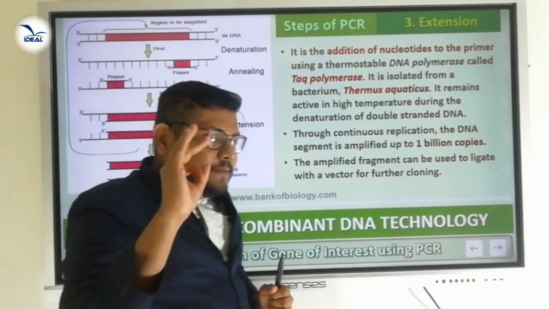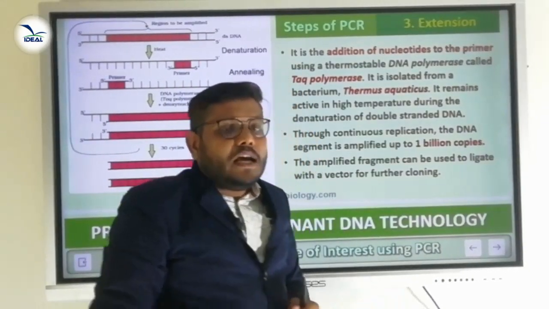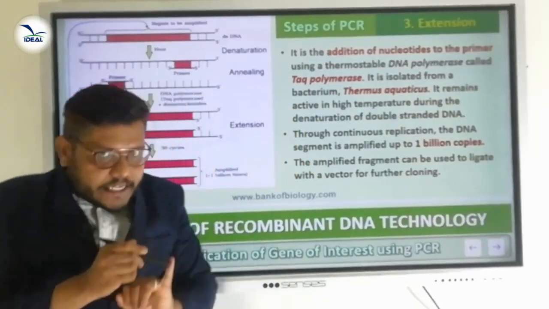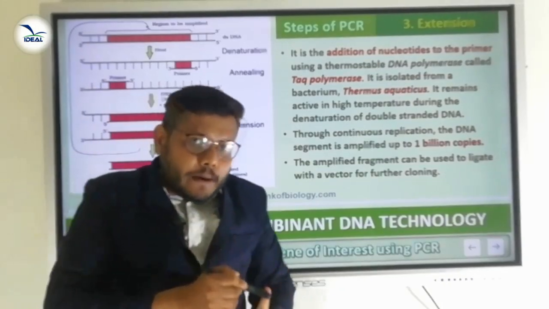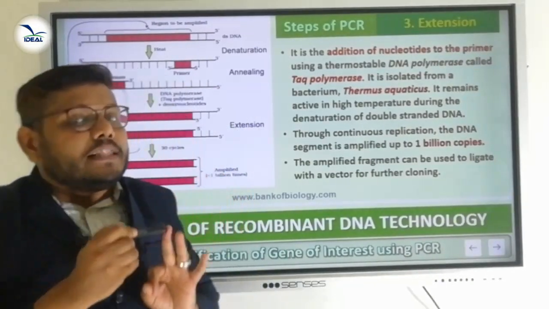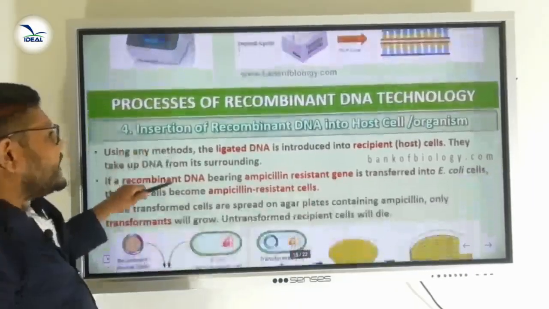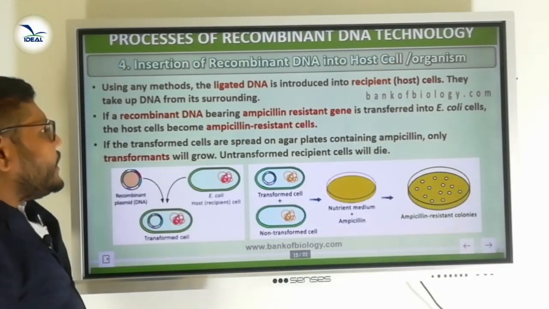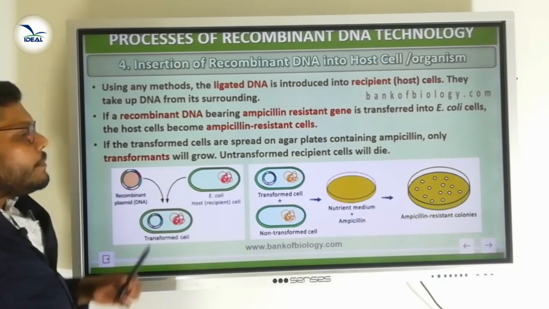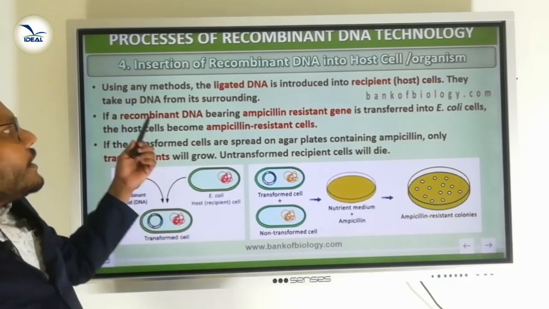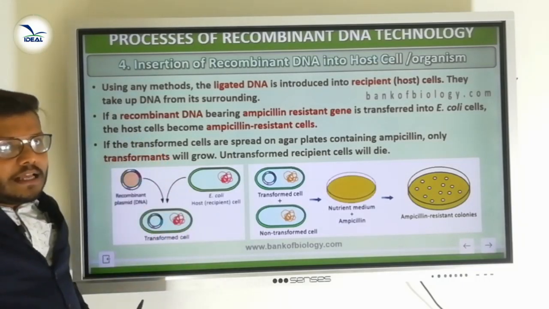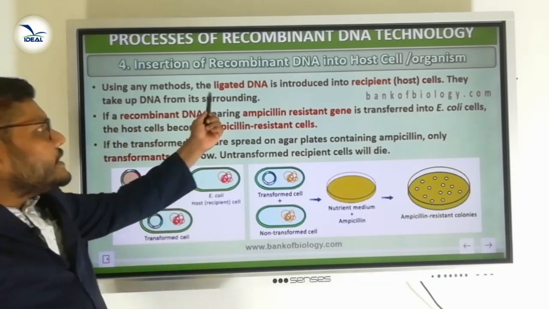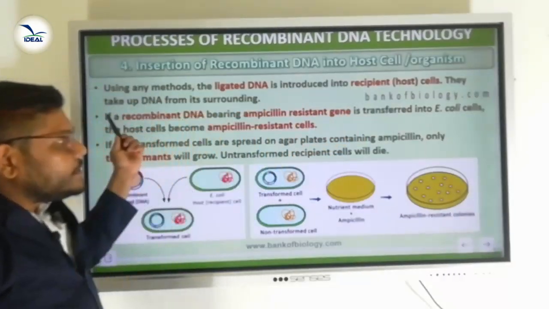So there are three steps involved in the process of PCR. First one is denaturation. After that, primer annealing. After that, extension. After that, insertion of recombinant DNA into host cell or organism. How can we insert? We already discussed that particular insertion of recombinant DNA into the host cell. Is it clear? Using any method, the ligated DNA is introduced into the recipient host cell.